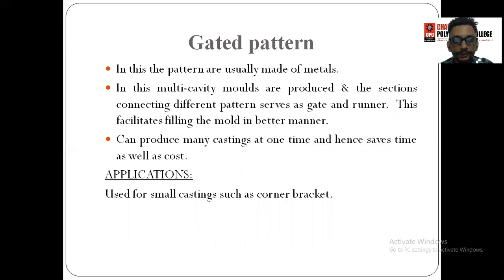Next is the gated pattern. Gated patterns are usually made of metals. In this, multi-cavity molds are produced and the sections connecting different patterns serve as gate and runner. This facilitates filling the mold in a better manner, can produce many castings at one time, and hence saves time as well as cost. The application of gated pattern is for small castings such as corner bracket.